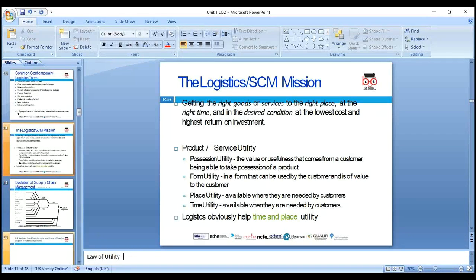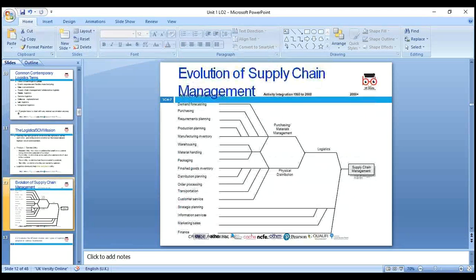Utility is the satisfaction. So if we can fulfill their desires, ultimately we help them.